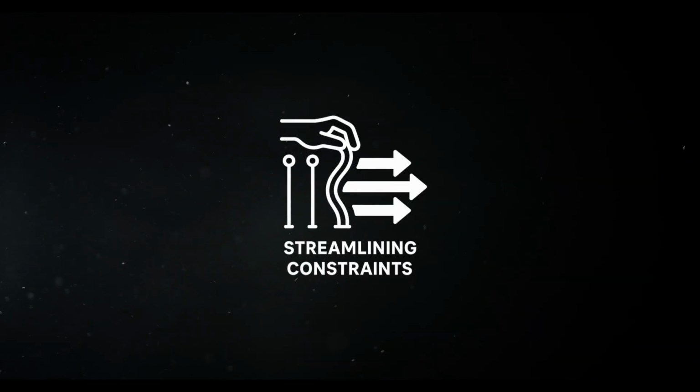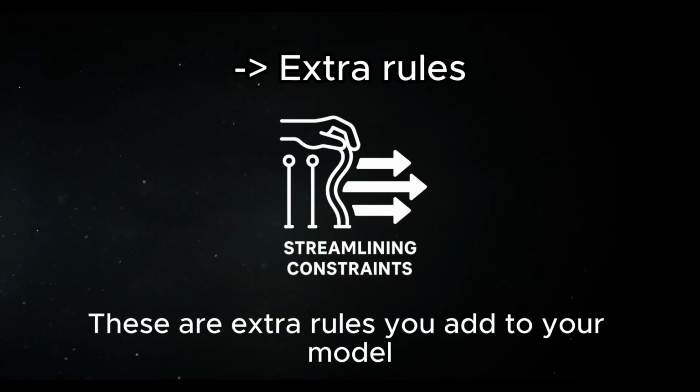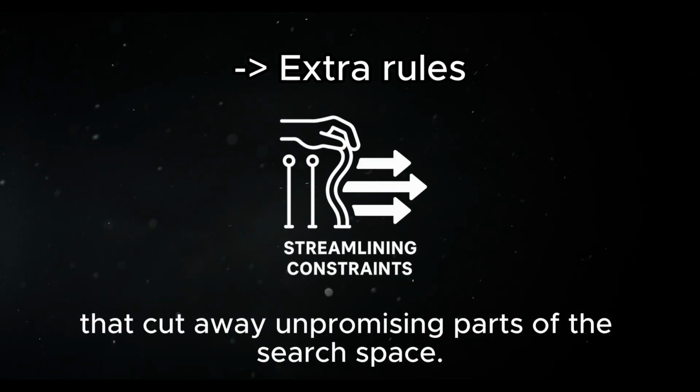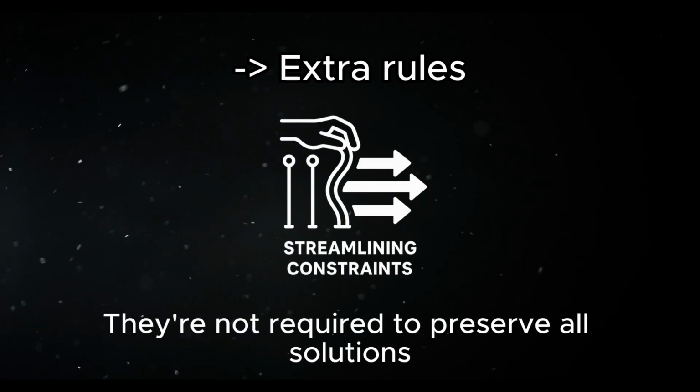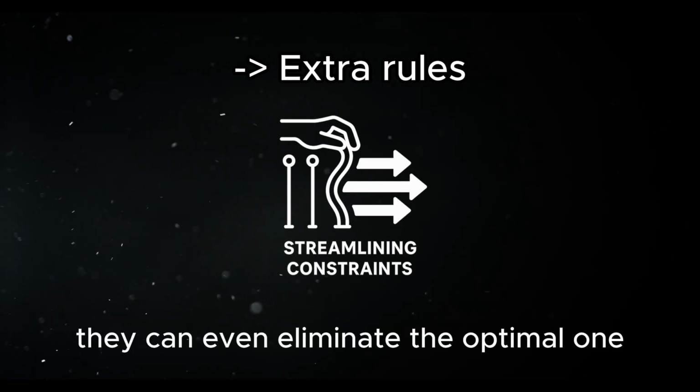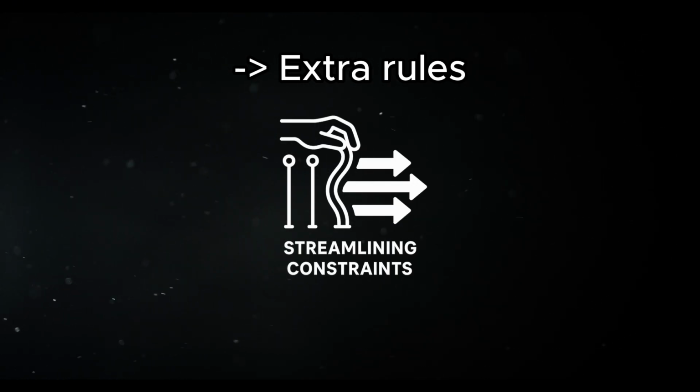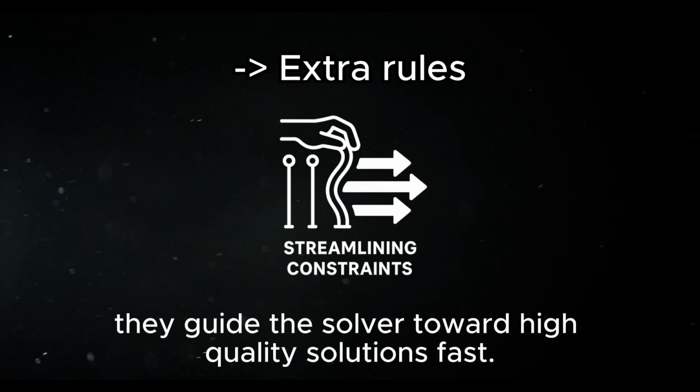The secret weapon? Streamlining constraints. These are extra rules you add to your model that cut away unpromising parts of the search space. They're not required to preserve all solutions. They can even eliminate the optimal one. But when they work, they guide the solver toward high-quality solutions fast.